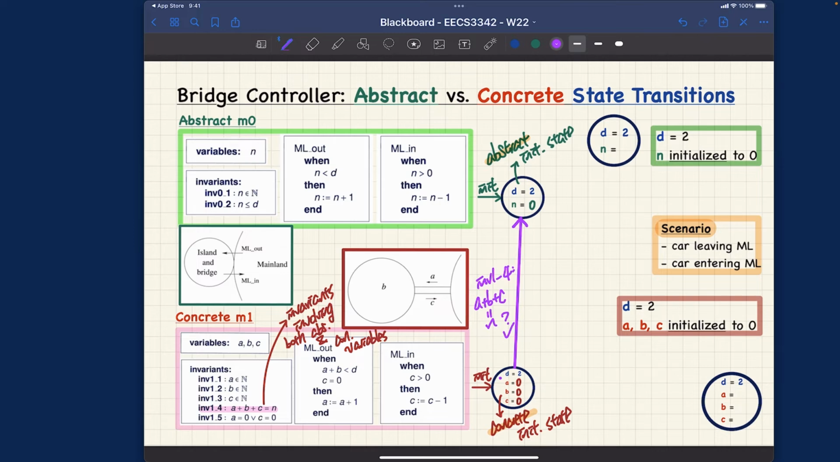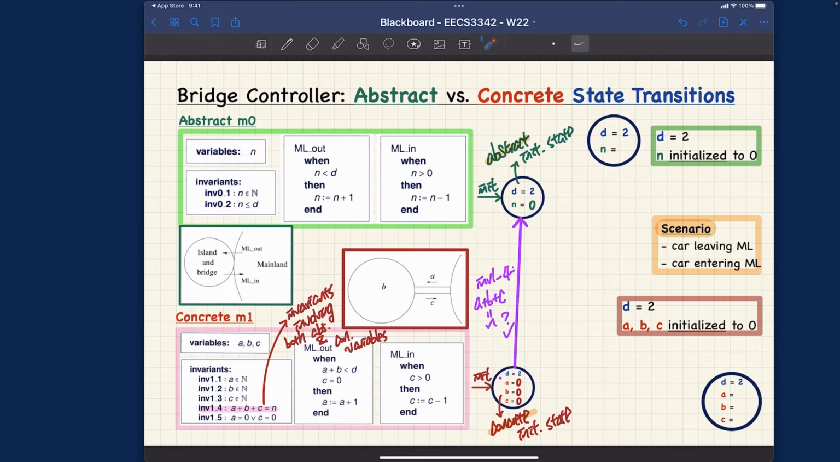So we show that the initial states, from which we're going to do some transitions, are consistent between the abstract state and the concrete state. Specifically, we are supposed to use all the invariants that involve variables from both the abstract and concrete state spaces. In this case, only invariant number 4. All right. And let's now talk about making transitions.